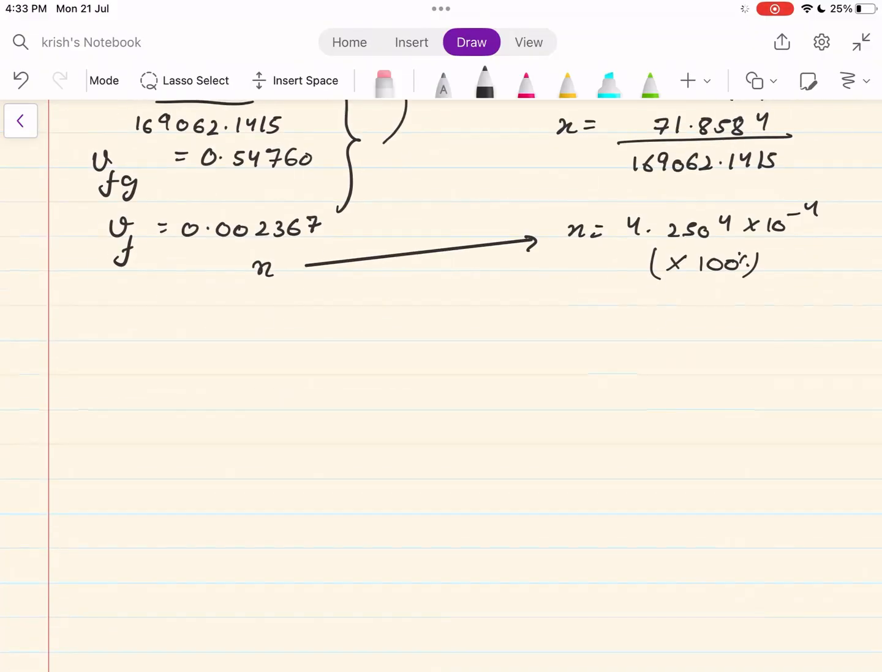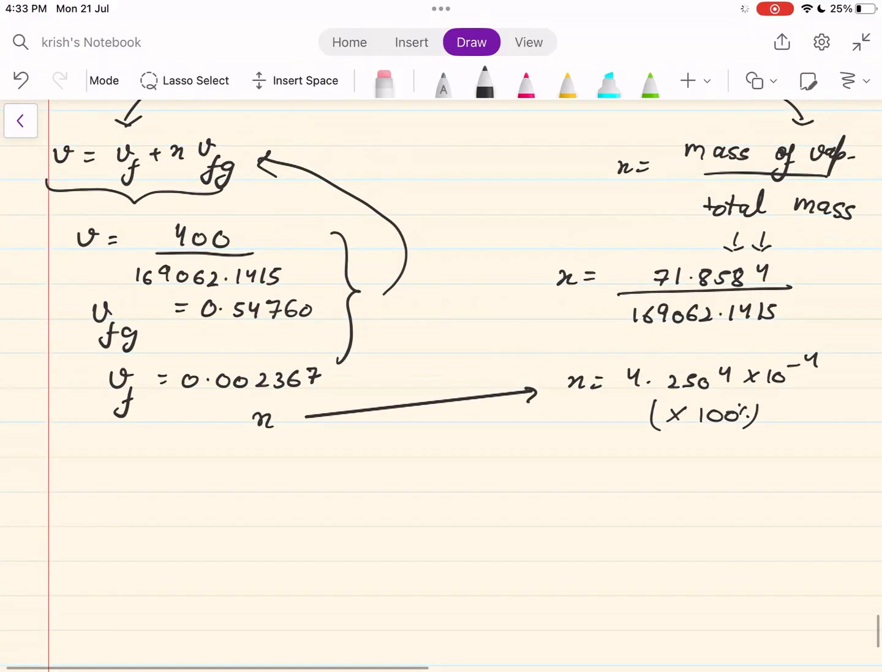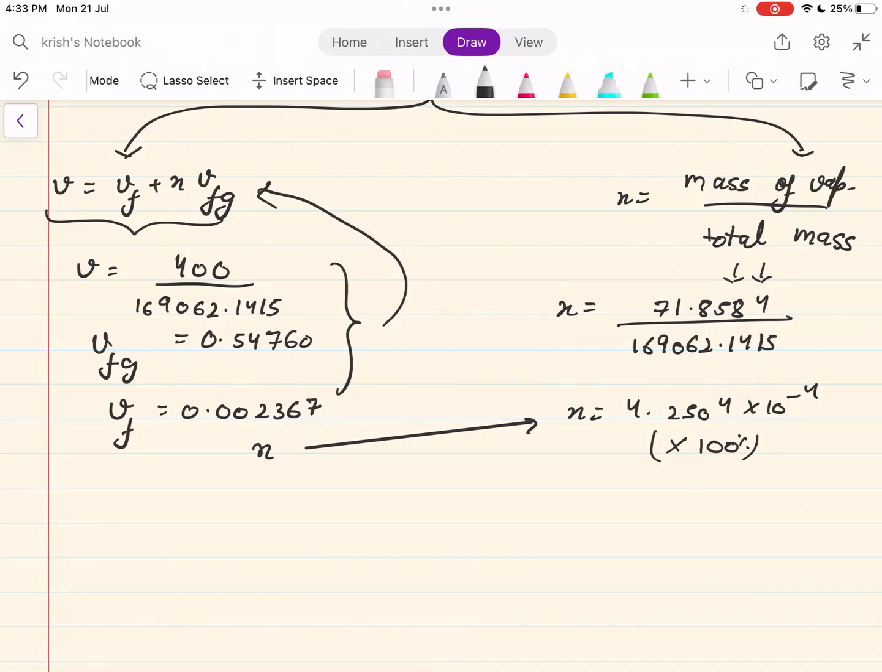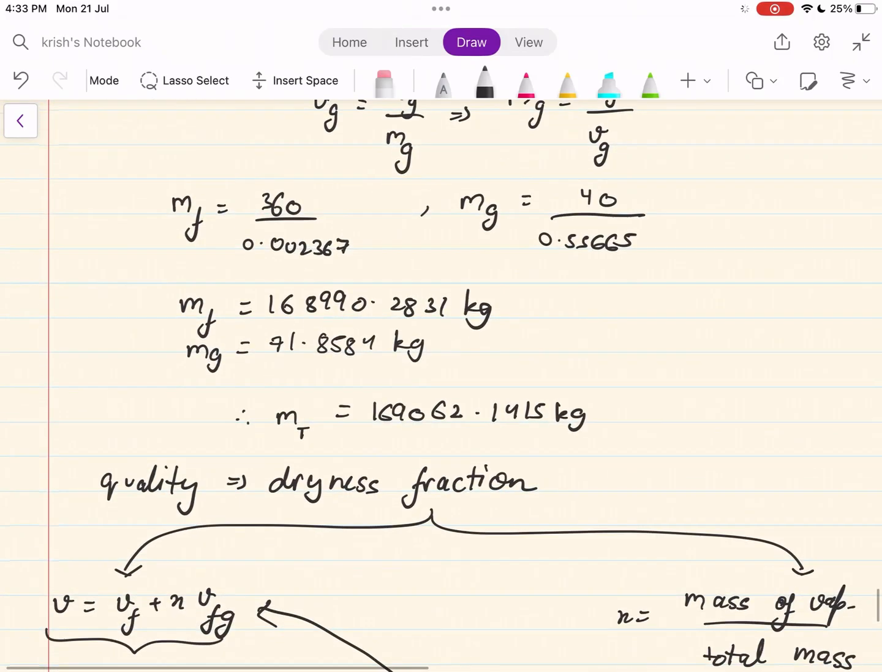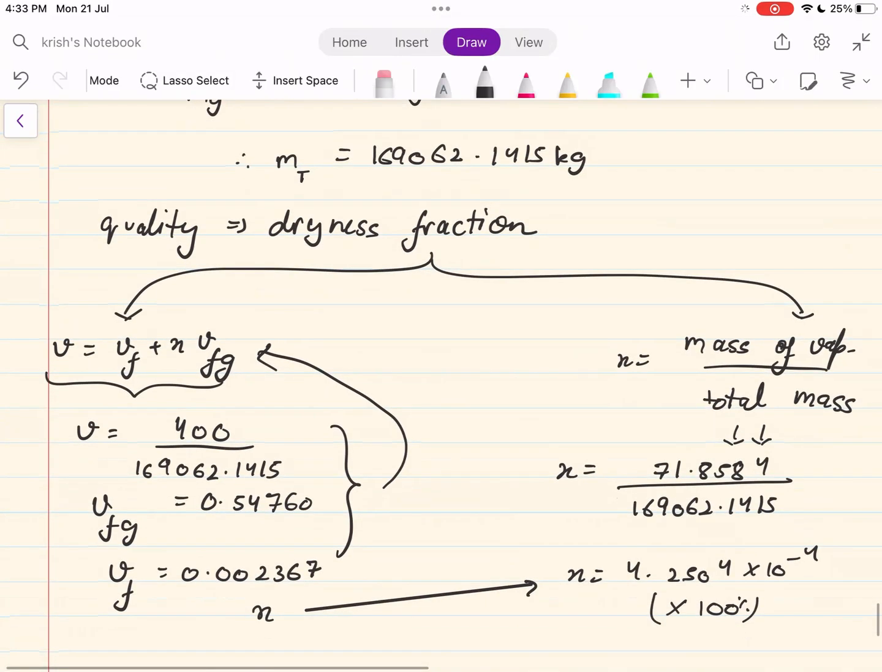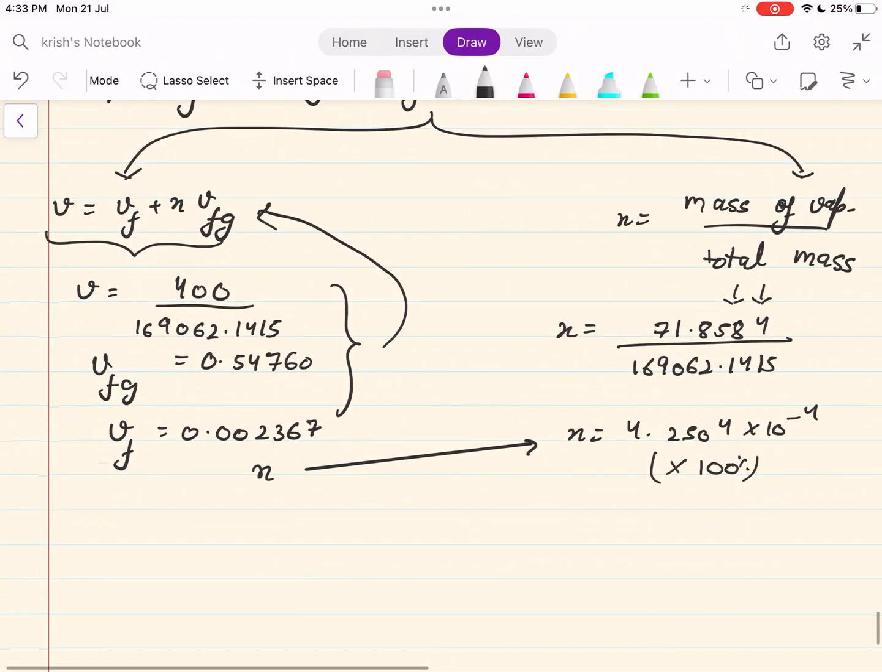And intuitively also a low value of x makes sense because simply it is the percentage of vapor by mass. Since we saw that our mass of the liquid was so much, it should make sense that the mass of vapor should be less. So it makes sense that our x value will be very small.